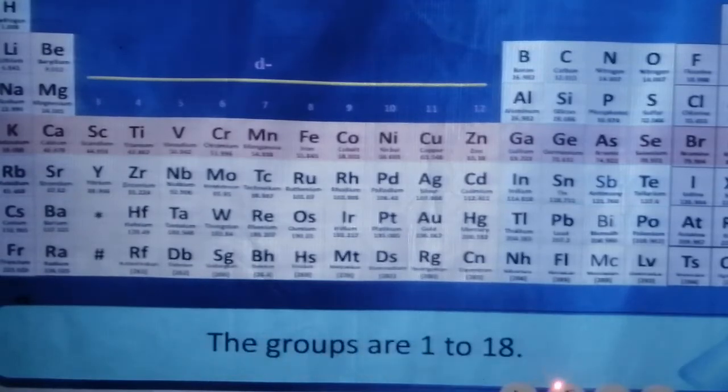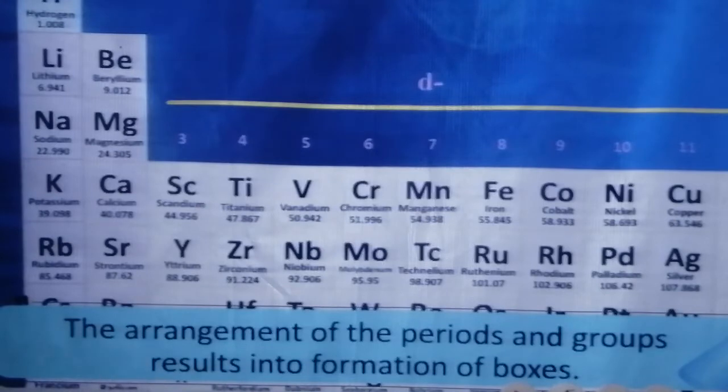The groups are 1 to 18. Count: 1, 2, 3, 4, 5, 6, 7, 8, 9, 10, 11, 12, 13, 14, 15, 16, 17 and 18. When they ask this question in the examination, write about the modern periodic table: 1 to 7 are the periods and 1 to 18 are the groups.